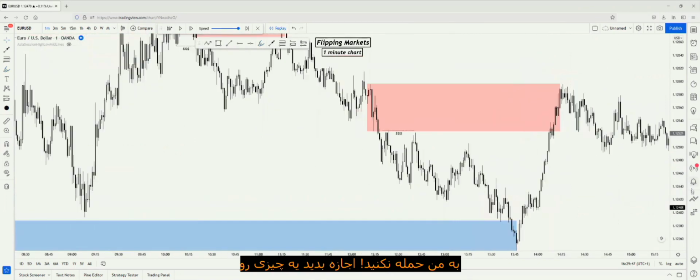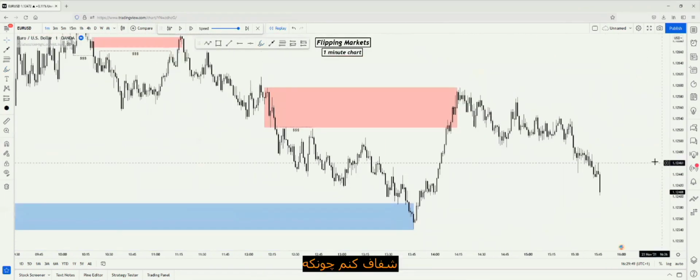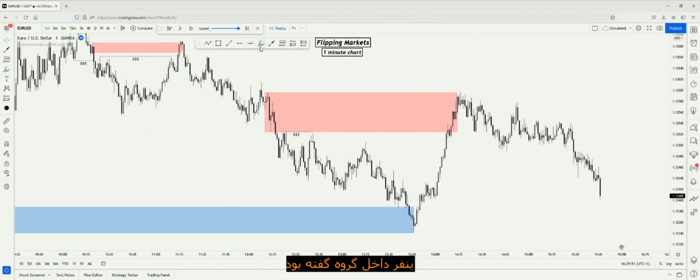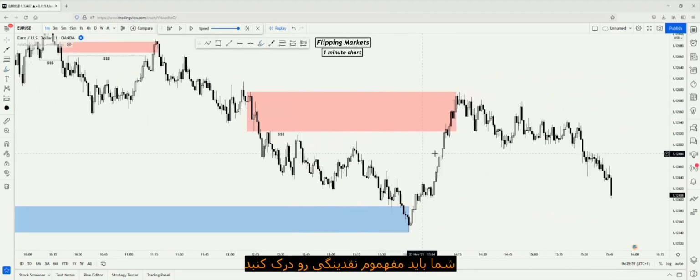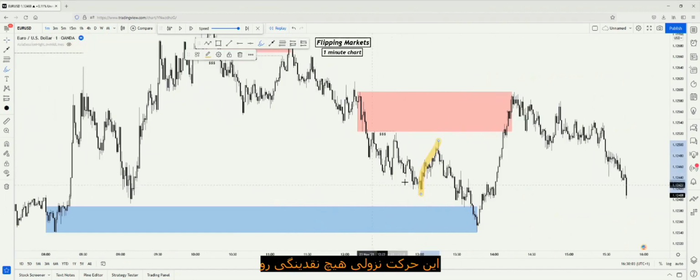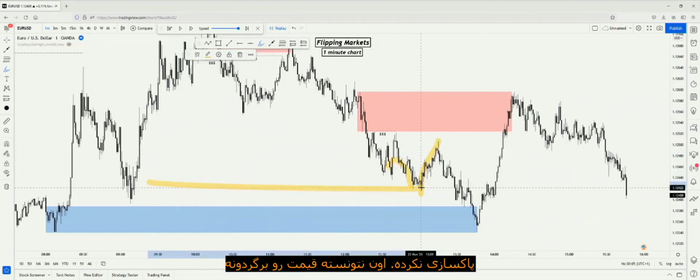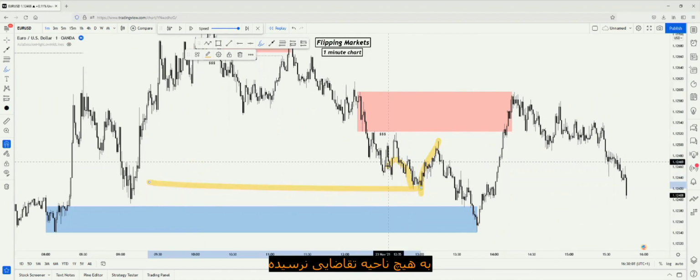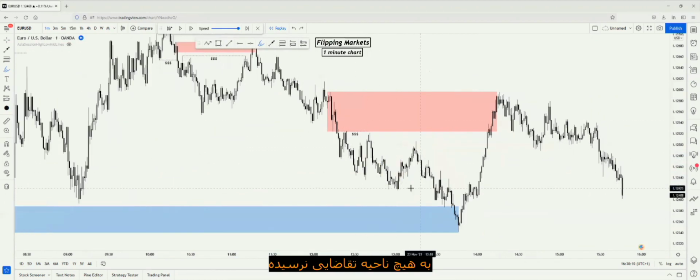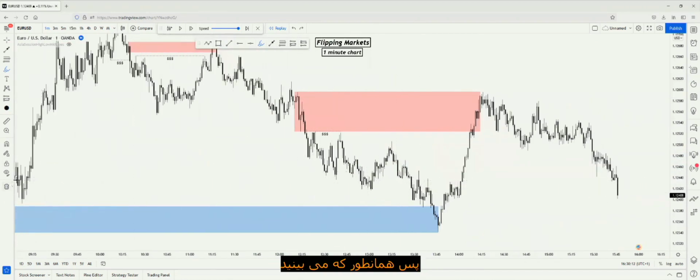But do not rush. Let me just clarify something, because someone asked in the group that why wasn't this a change of character and why wasn't this a change of character? You have to understand liquidity. This movement didn't sweep any liquidity. This downside movement didn't sweep any liquidity. It can't reverse the price. It didn't tap into any demand zone. So as you can see, here's nothing.